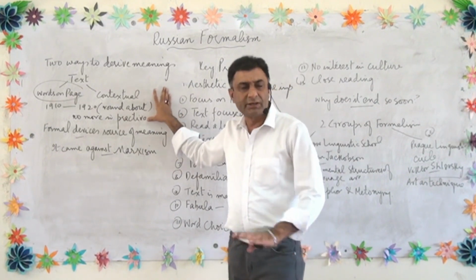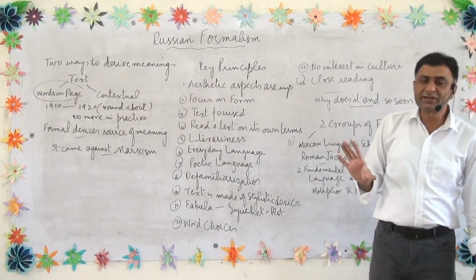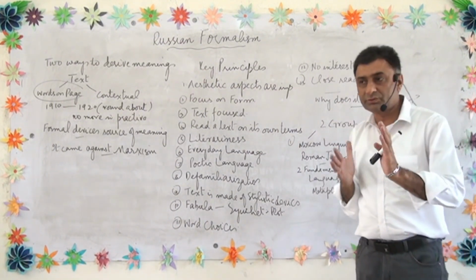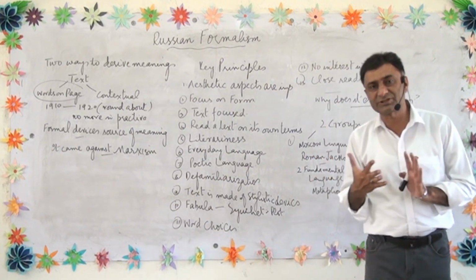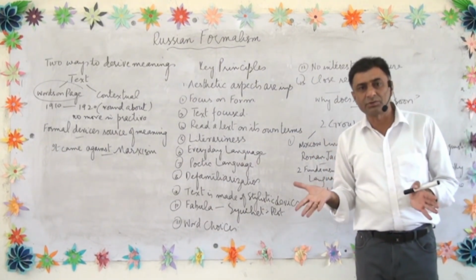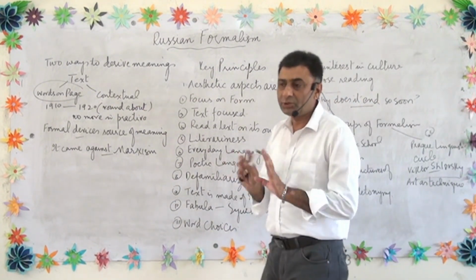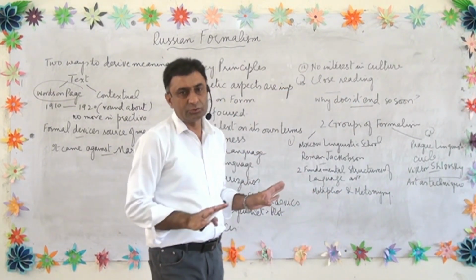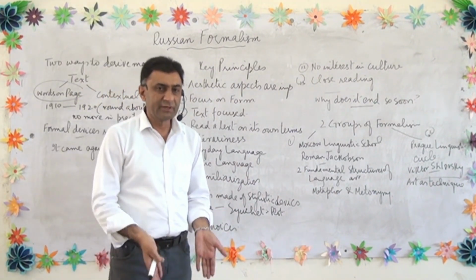So there were certain critics residing over there. They started thinking, why not challenge this concept of Marxism and this contextual background? And what was the result? The result was Russian formalism: no context, no background, no biography, no autobiography, only form is the source of meaning.